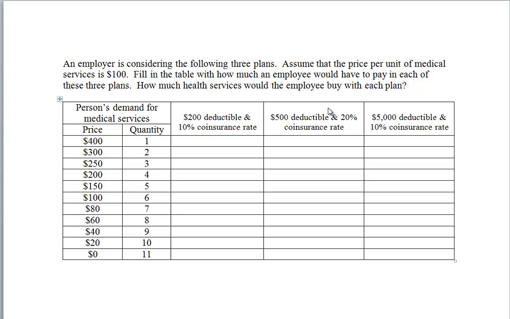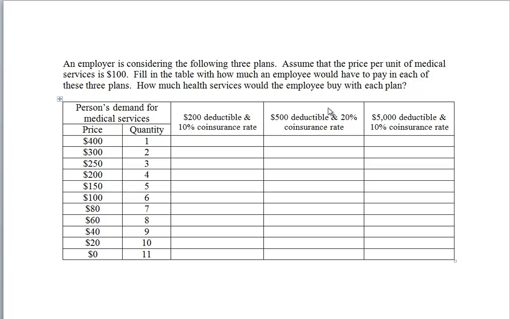Let's say we have an employer who's looking at 3 different health insurance plans. Some plans with higher deductibles, some with lower deductibles. And we also have a demand curve, the person's demand for medical services. The price would be his marginal value. Marginal means additional. Value means how much you're willing to pay, how much you value something.